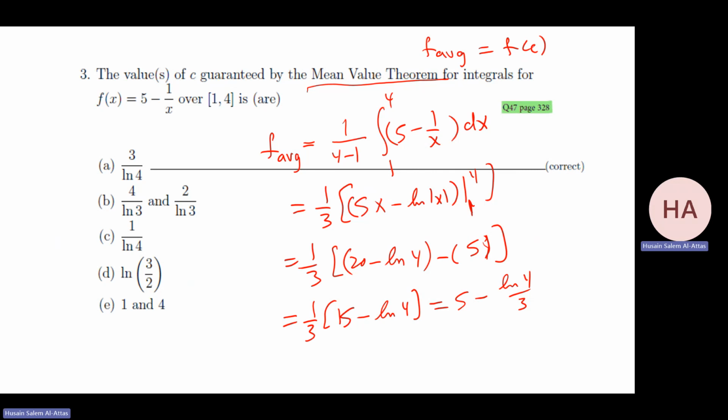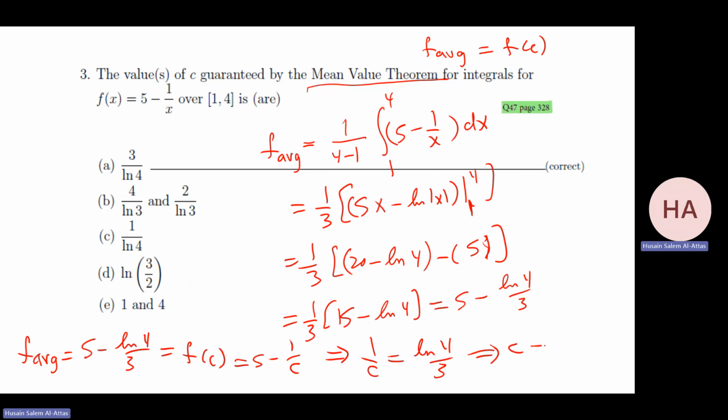Okay, this is the F average. I want the F average, which is 5 minus ln 4 over 3, equal to F of C. What is F of C? 5 minus 1 over C. That means 1 over C equals ln 4 over 3. That implies C equals 3 over ln 4, which is this one.